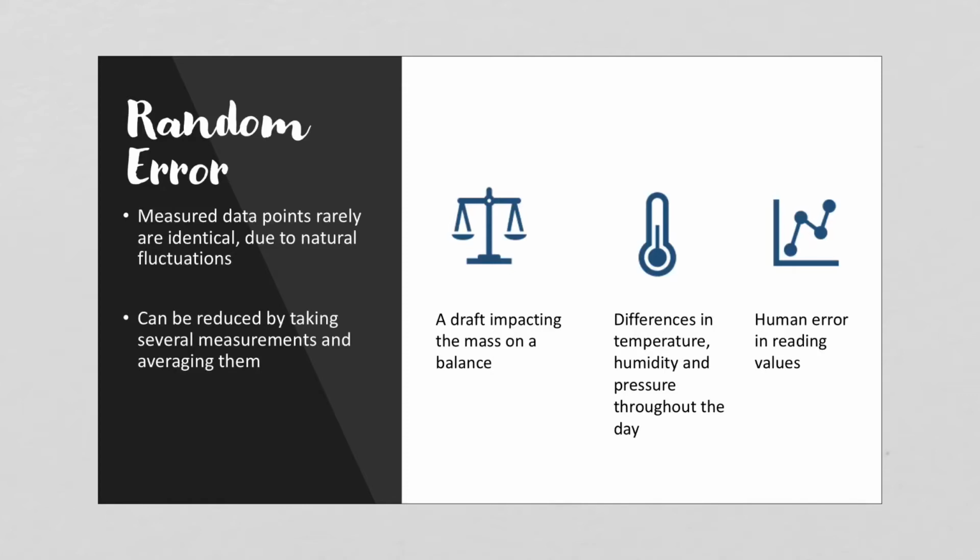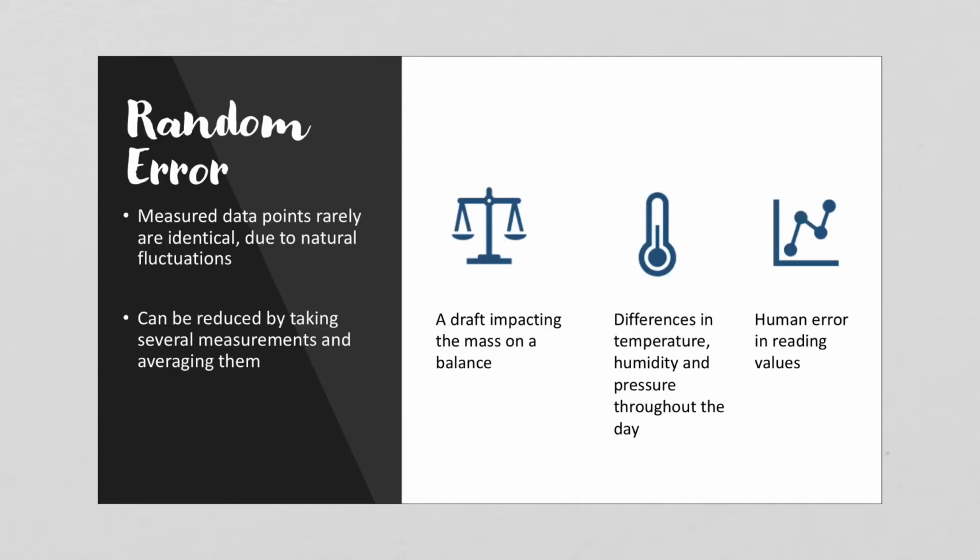If you have 3 different people measure the same length, you might get slightly different reports, and that's just due to natural fluctuations. You can reduce random error by taking several measurements and then finding the average between them. So that is why when we do our investigations, we try to do at least 3 trials to avoid some of those errors.